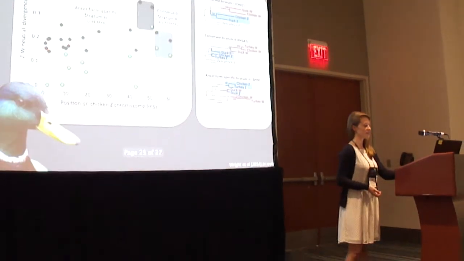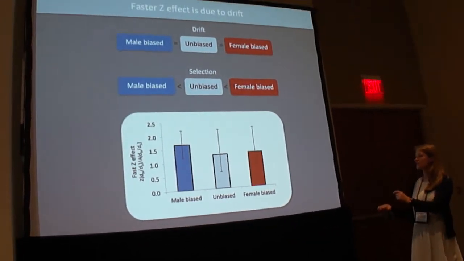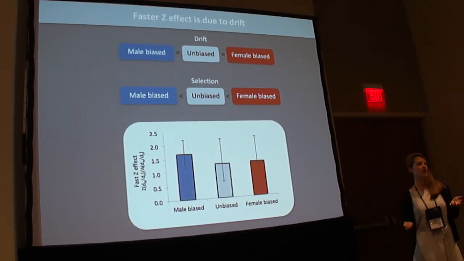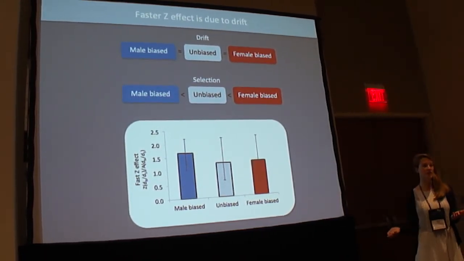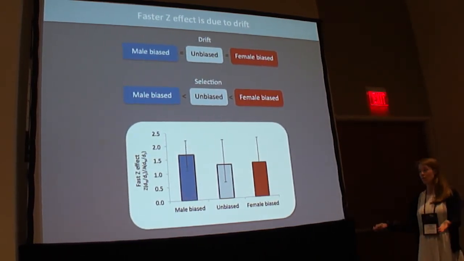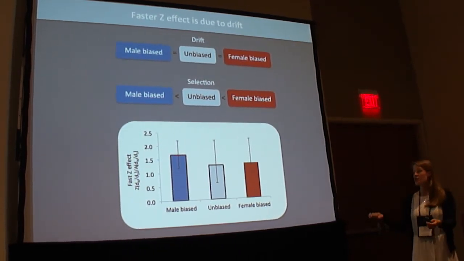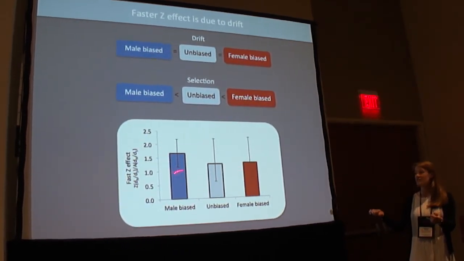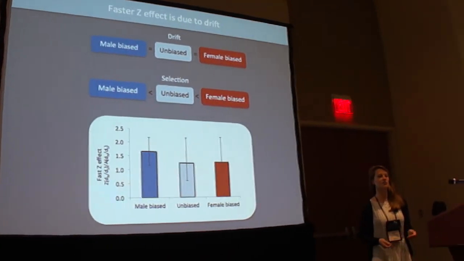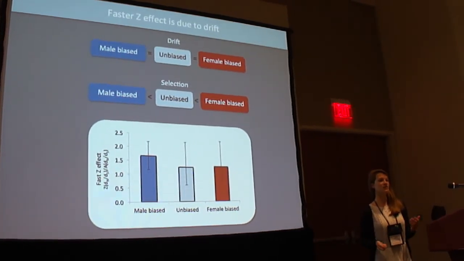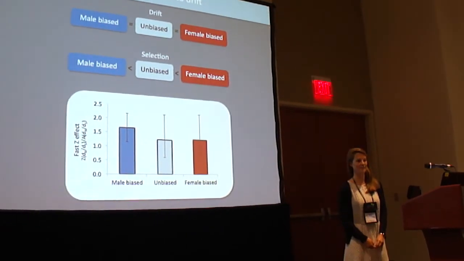I have a slide here that hopefully should explain that. If you look at different expression categories, if it was because of exposure of the Z chromosome in females, you might expect a stronger fast Z effect in female-biased genes. Or if it was because of positive selection acting on male-biased genes, you'd expect to see a faster fast Z effect in male-biased genes. But when you look across these expression categories, there's no significant difference in the strength of the fast Z effect. And when you do tests of positive selection, there's no enrichment of genes on the Z that are undergoing positive selection. So I think it's probably drift that's driving this. That's a good question.